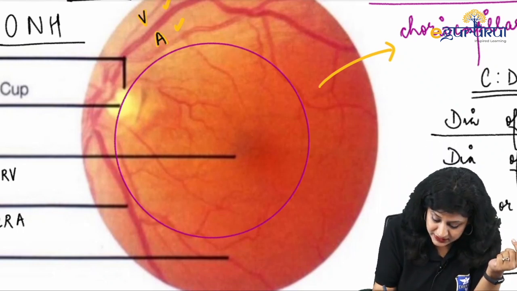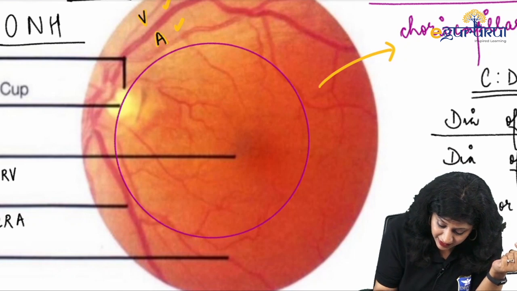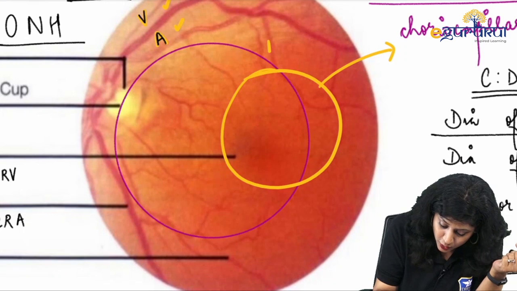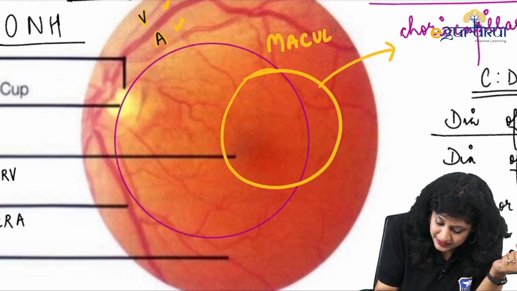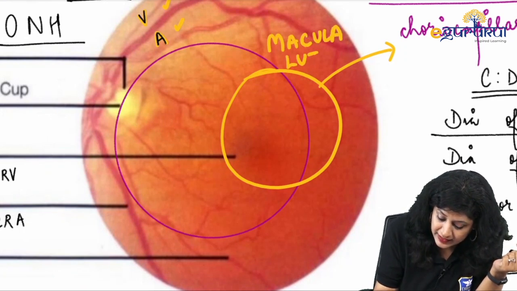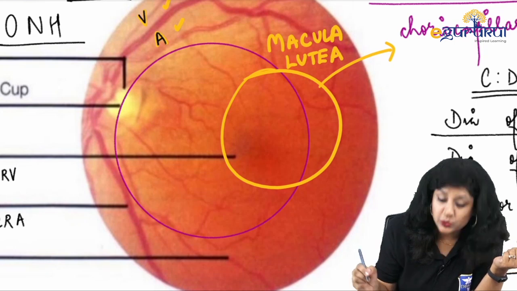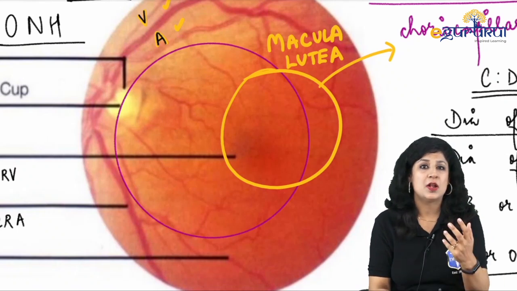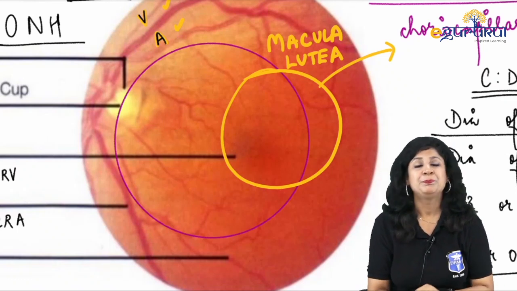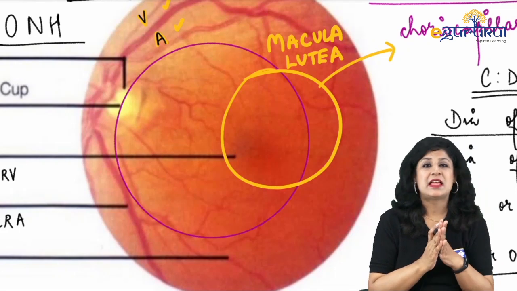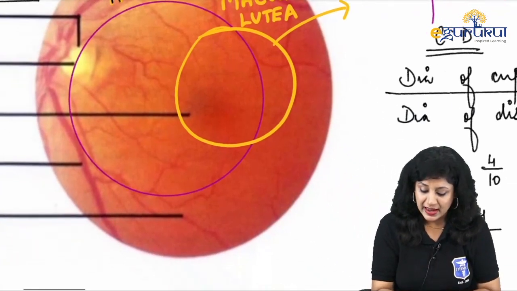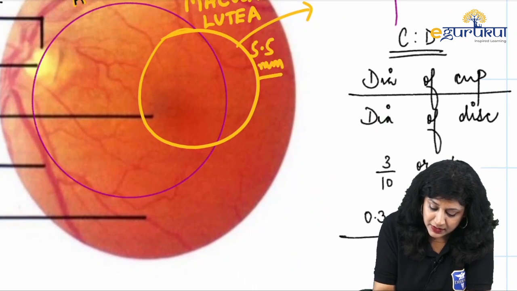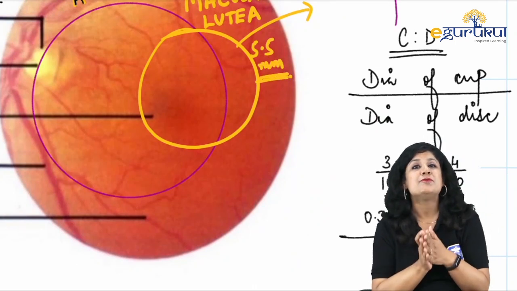While towards the temporal side, I have another important thing, and that is actually your macula. This is called as macula, and the full name will be macula lutea. Lutea actually has come from the word lutein, that means yellow. So, it is yellowish in color due to the presence of the pigments, and that is why it is called as a yellow spot, and the diameter of this is 5.5 mm. The diameter of this macula is 5.5 mm.